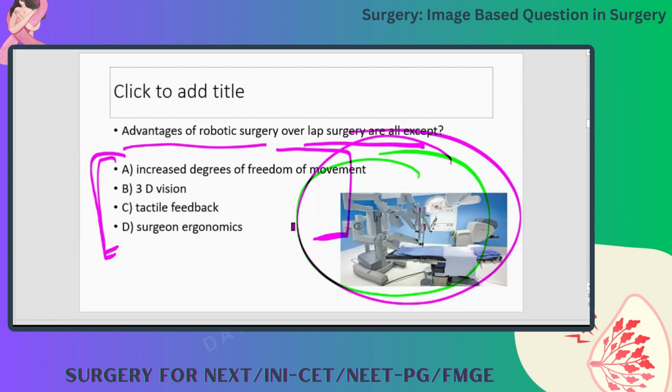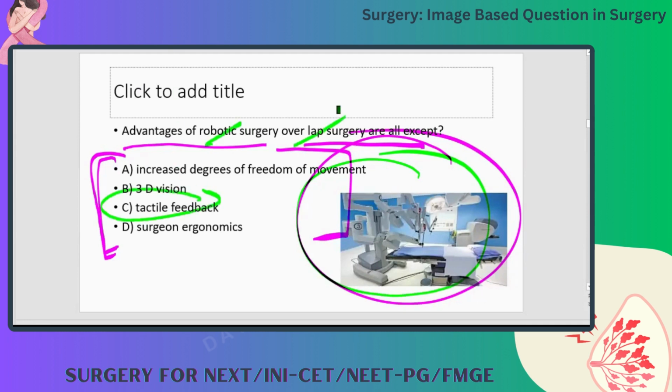So there is increased degree of freedom of movement for sure. 3D vision as well, because you watch on the screen. Surgeon's ergonomics: ergonomics is nothing but comfort. Yes, that is there. Tactile feedback is not there, both in robotic and in lap.